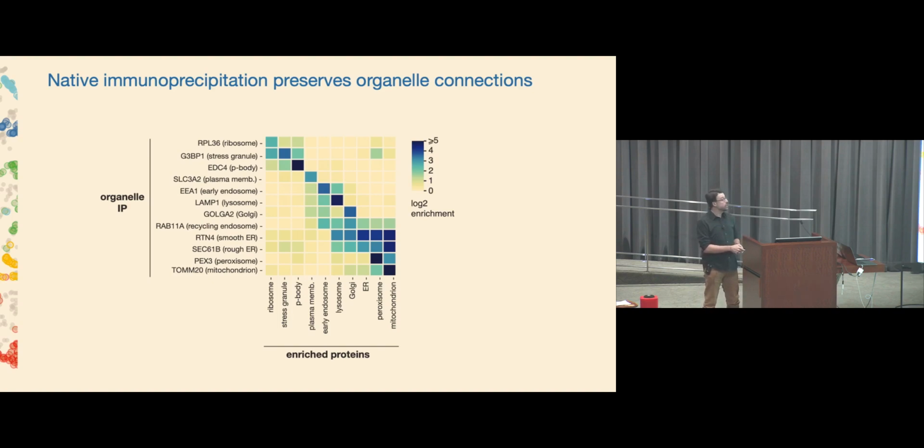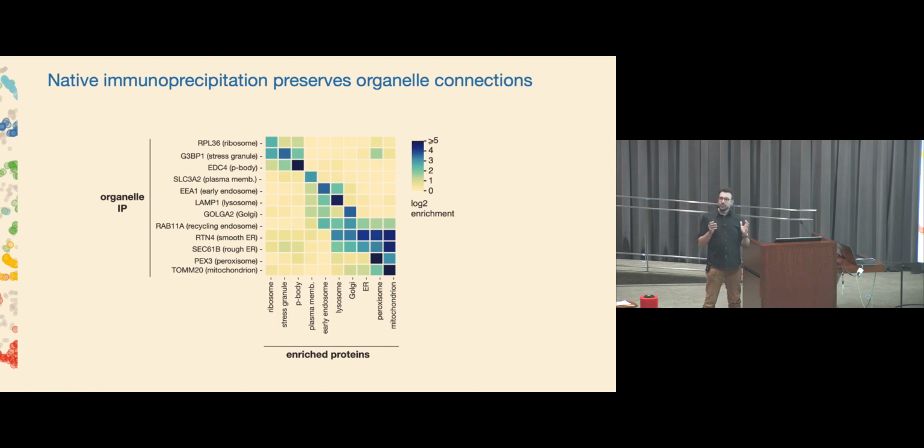And what's really cool is when we pull down on the ER, for example, which is really the master organizer of membrane organelles in the cell, we know that the ER touches pretty much everything. Well, when we pull down on the ER, we actually get enrichment for all the different membrane-bound organelles from lysosomes all the way to mitochondria.